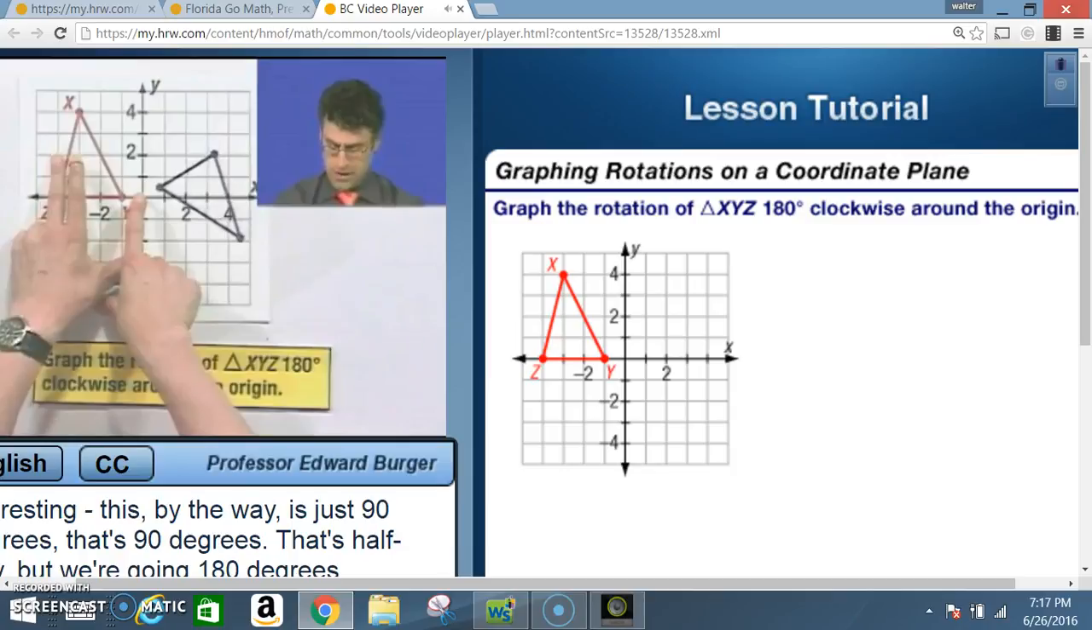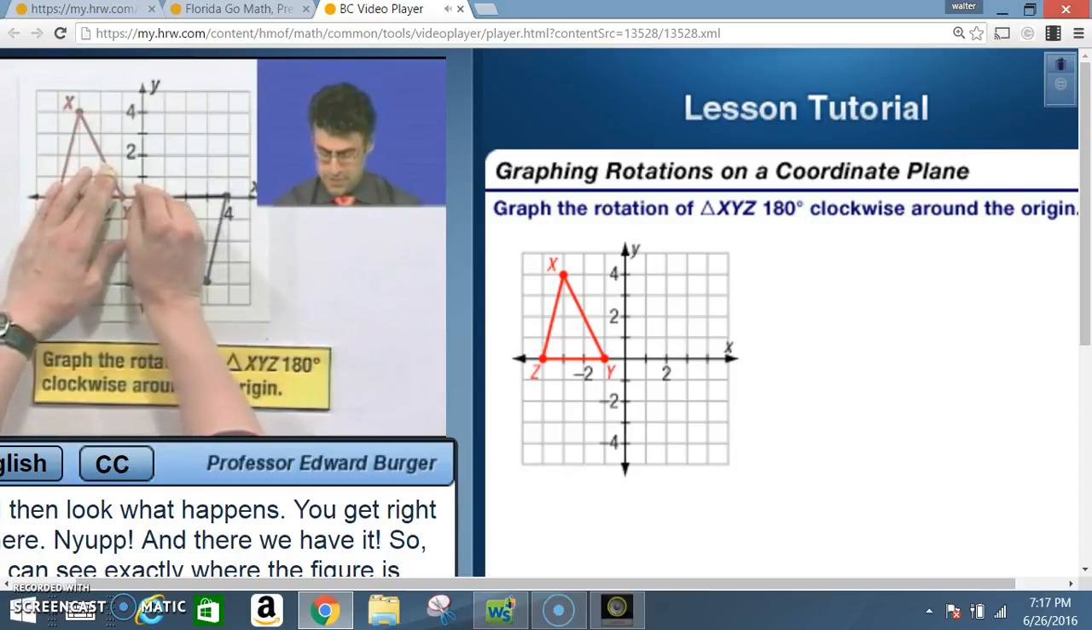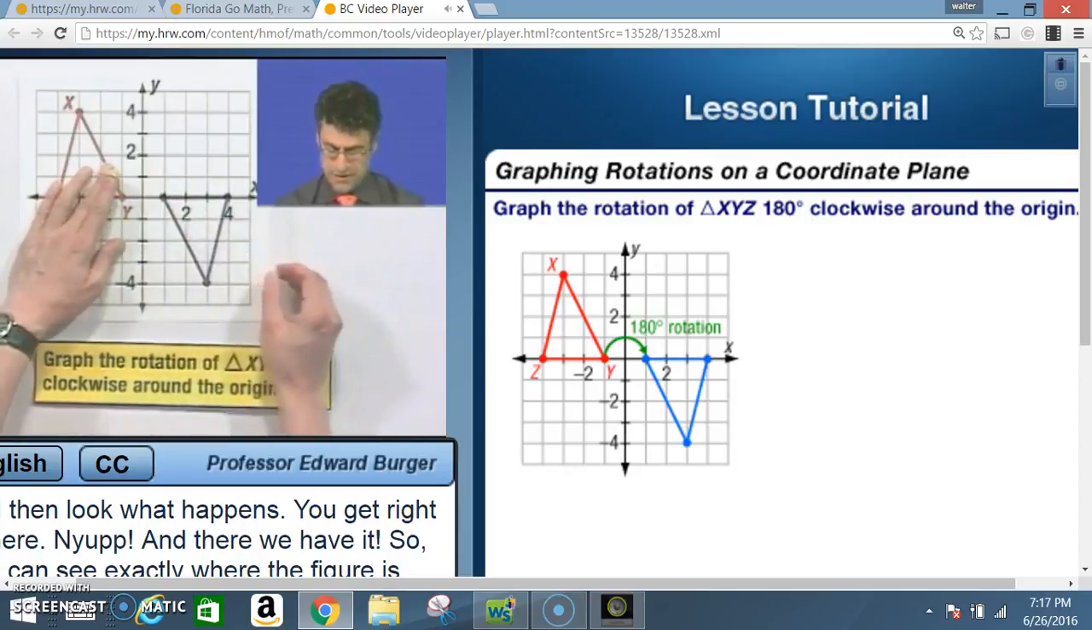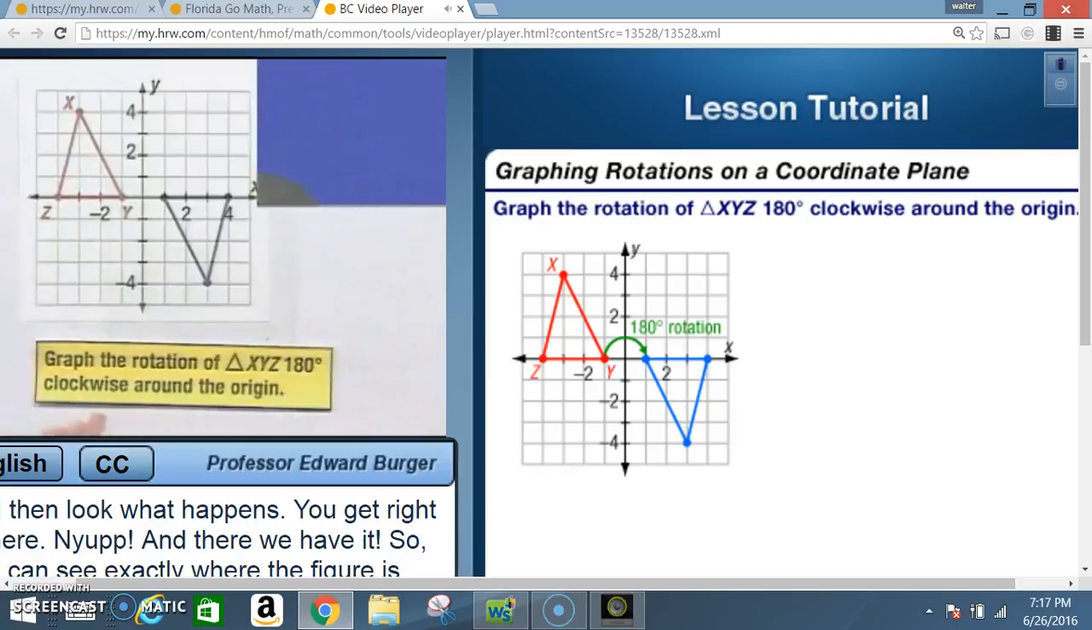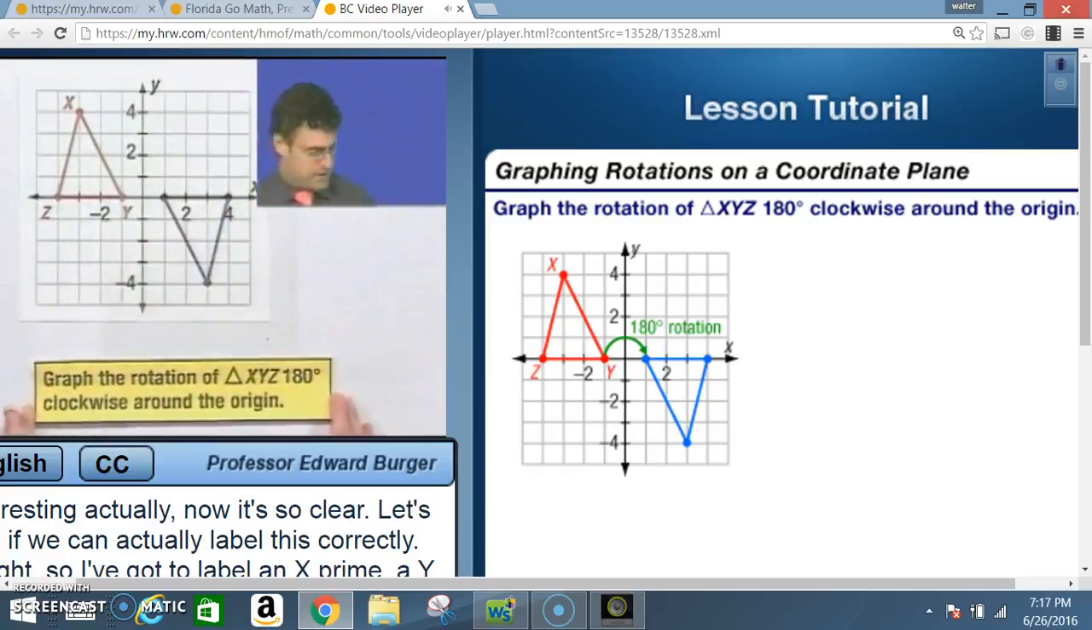clockwise around the origin. And then look what happens. You get right to here. Yep. And there we have it. So you can see exactly where the figure is. Kind of interesting, actually. Not so clear. Let's see if we can actually label this correctly.